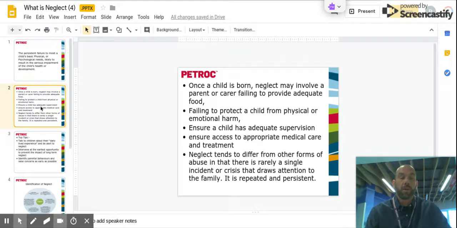Looking at neglect in a bit more detail, once a child is born, neglect may involve a parent or carer failing to provide adequate food, failing to provide protection from physical or emotional harm, failing to ensure a child has adequate supervision, failing to ensure access to appropriate medical care and treatment. And when you look at cases of abuse, neglect tends to differ because there's rarely a single incident or crisis like you may expect to see around physical or sexual abuse. Neglect is something which is quite persistent and repeated over time.